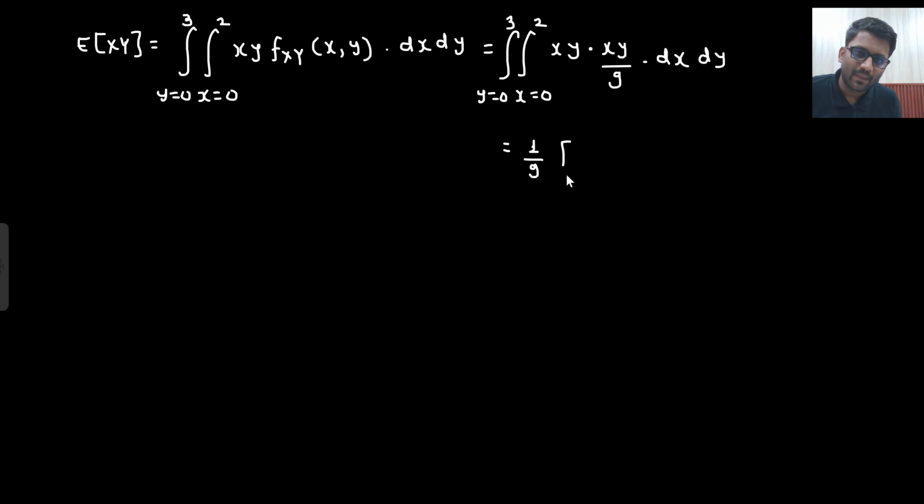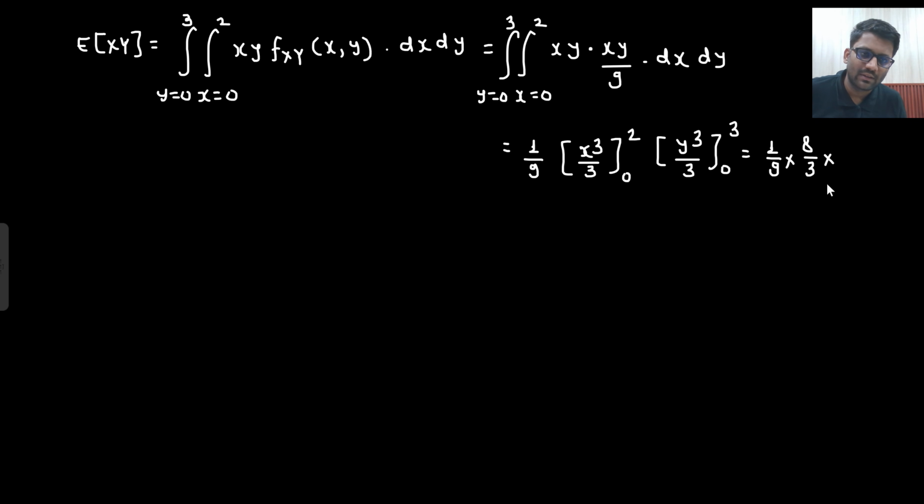1 by 9. This is x square, right? So x cube by 3 going from 0 to 2. Then y cube by 3 going from 0 to 3. So 1 by 9 into 8 by 3 into 9. So what is the answer you are getting? 8 by 3. Expectation of xy is coming out to be 8 by 3. Simple integration you can solve it. X cube by 3, y, here you will get y square. So y cube by 3, 1 by 9 was constant. Then 8 by 3, here you will get 27 by 3, which is equal to 9 only. So 8 by 3 is the answer, right?